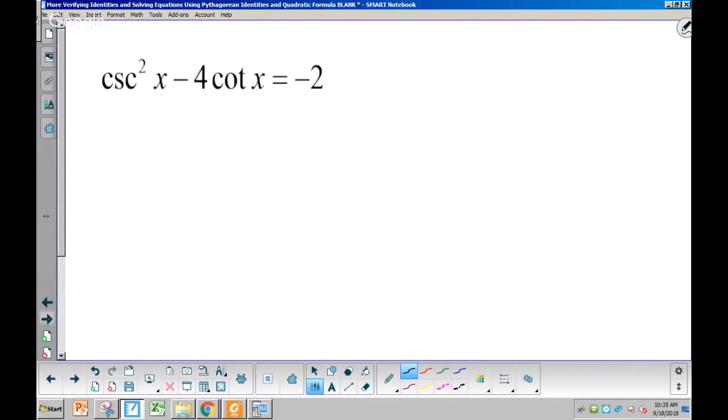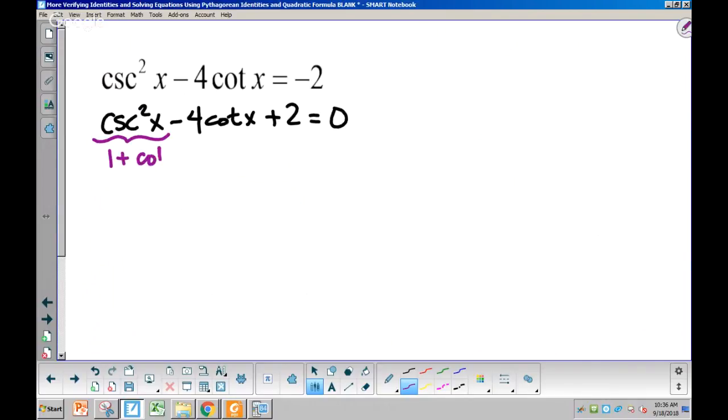Okay. What are we going to do with this one? Move the 2 to the other side. I like it. So this is cosecant squared x minus 4 cotangent x plus 2 equals 0. And we've got to get the same trig function here. Yes. Cosecant squared x equals 1 plus cotangent squared x. So that's 1 plus cotangent squared x minus 4 cotangent x plus 2 equals 0.